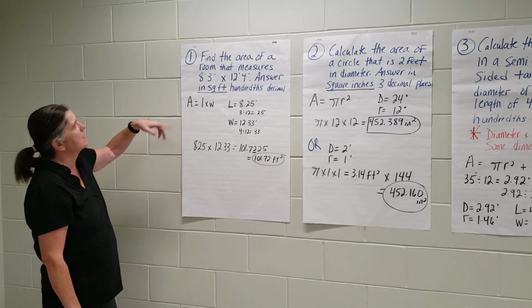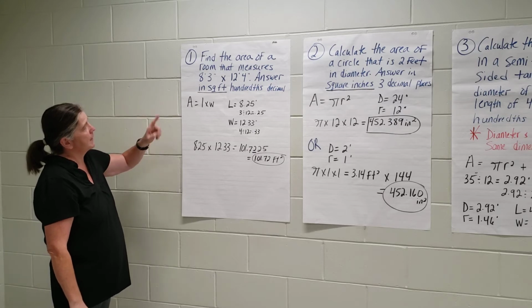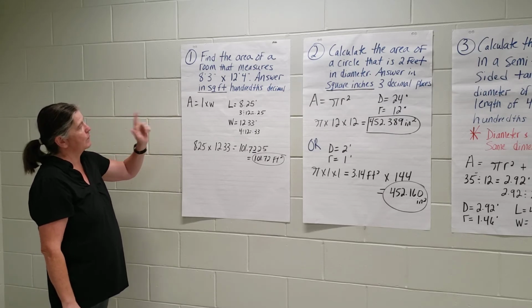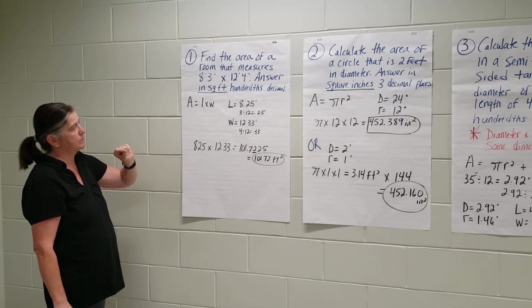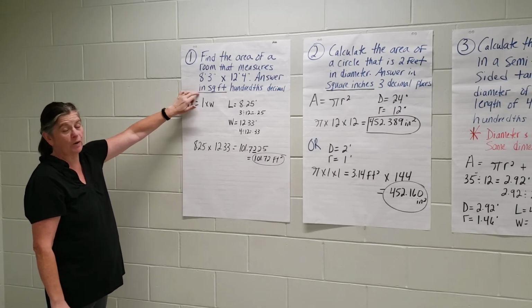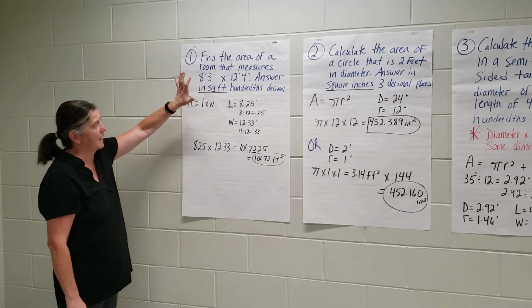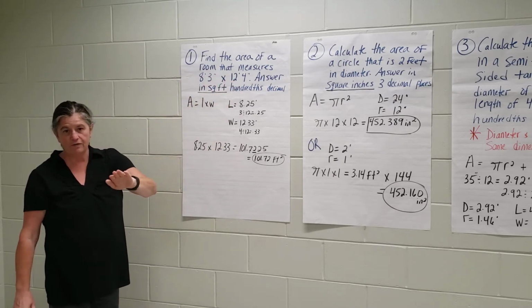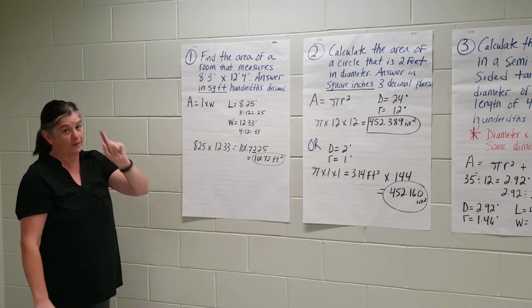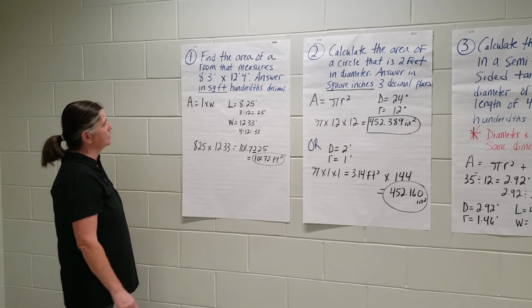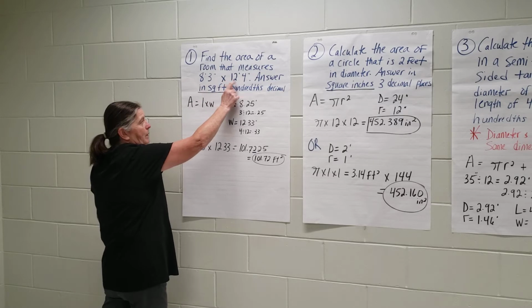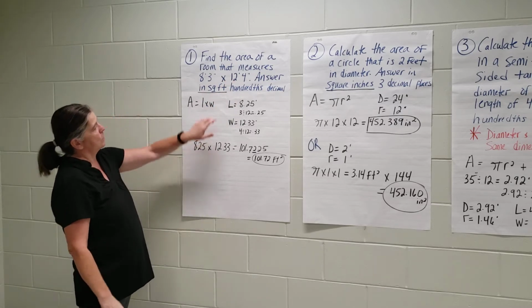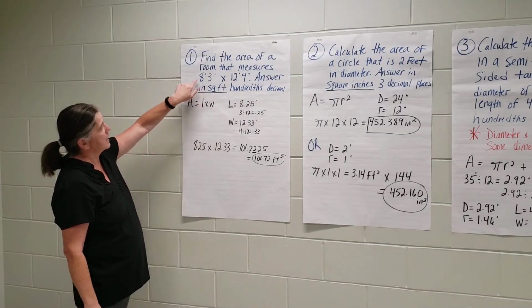So the first one: find the area of a room that measures 8'3" by 12'4". Answer in square feet, hundredths decimal place. So answer in square feet. That tells me I've got to get these numbers to all feet before I can do anything. But the good news is we know how to do that. And your dimensions will always be given to you length by width. Okay? So the length of this room is 8'3".